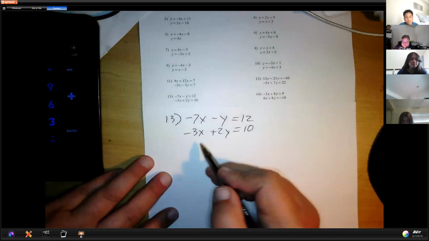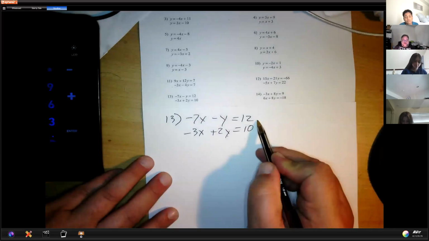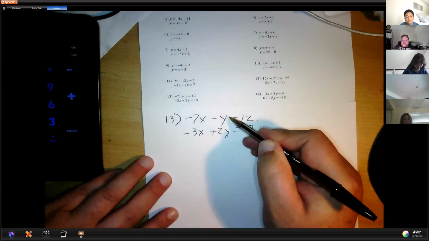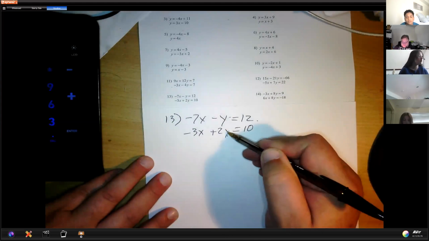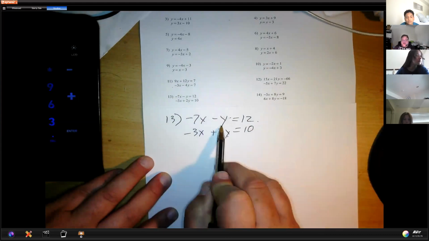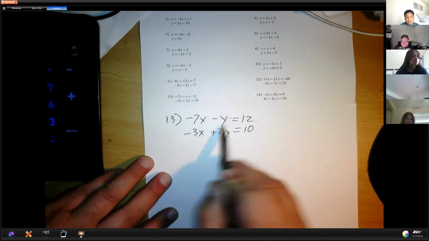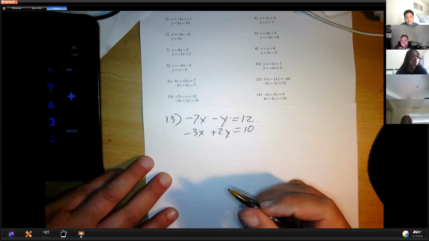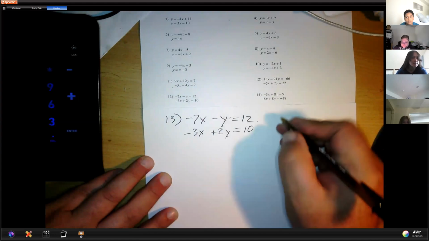Now, I could obviously multiply the top one by 2, right? If I multiply the top one by 2, then this would become the opposite term to this one, right? So I can do that. But I could also solve for y on this top one, couldn't I? Couldn't I just move y over and 12 over and solve for y? Let's see what that would look like.